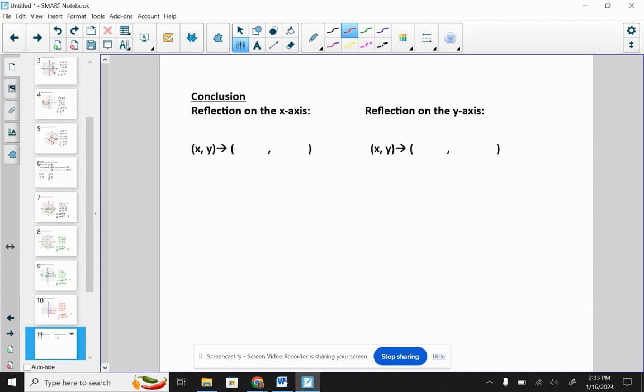So here, if you're reflecting on the x-axis, in your brain, think, reflecting on the x-axis, my x does not change. So I just write x in there. That just means it does not change. What changes is the y. It's the opposite. When I reflect on the y-axis, my brain has to go, reflecting on the y, the y stays the same. It's the x that's the opposite, and I write that as -x. So that is what's happening with reflections.